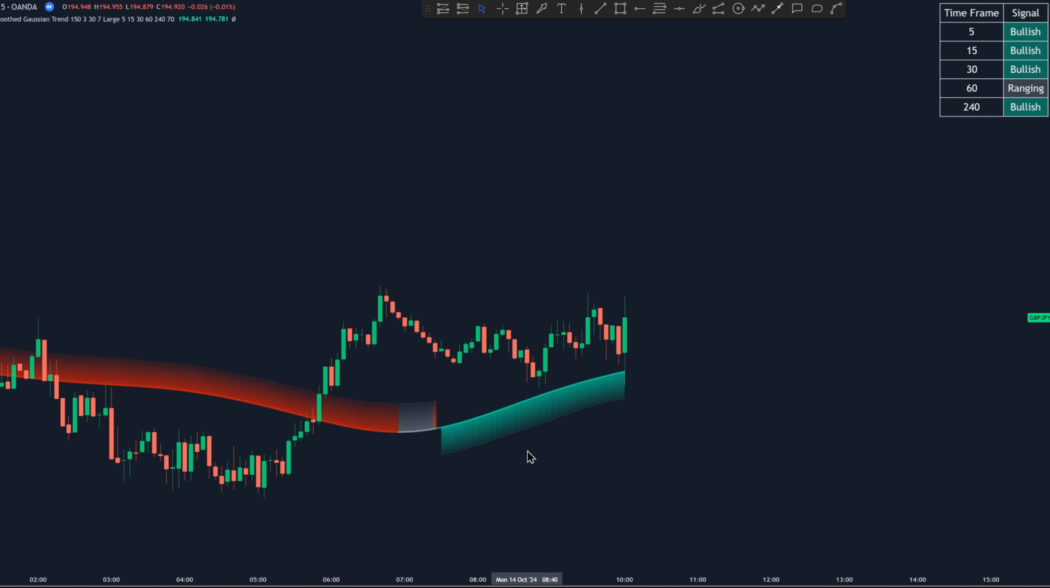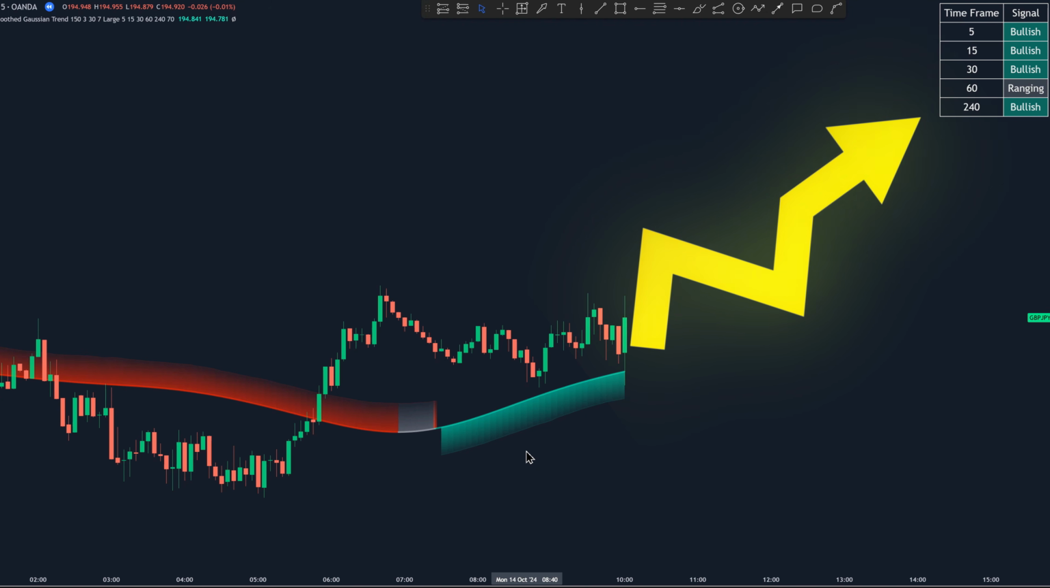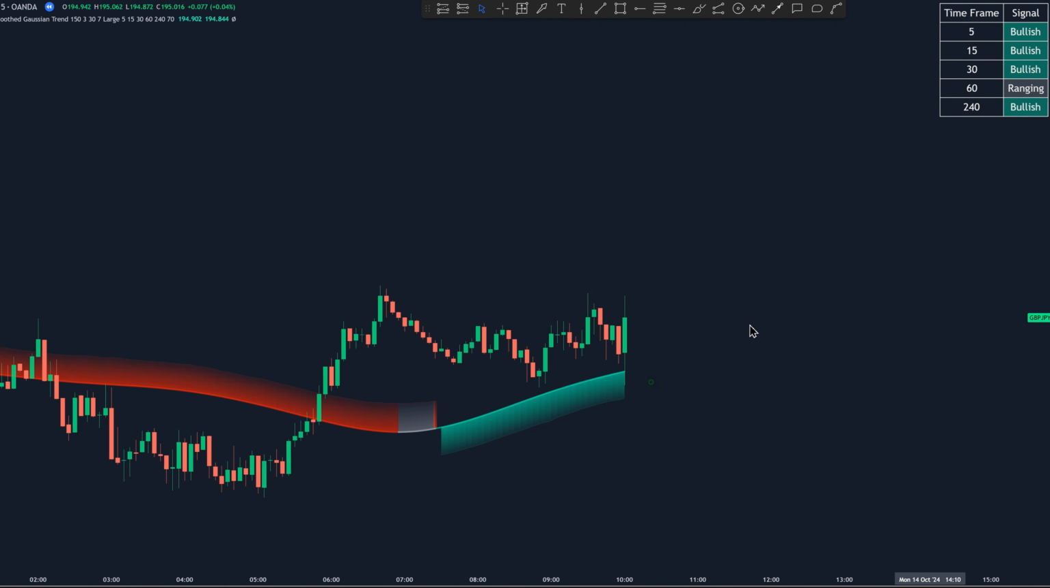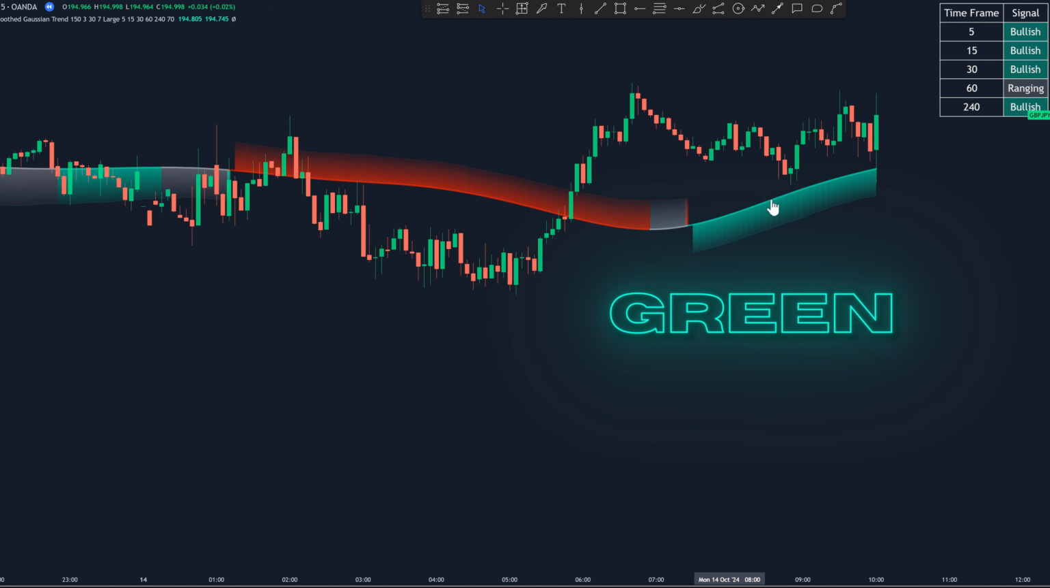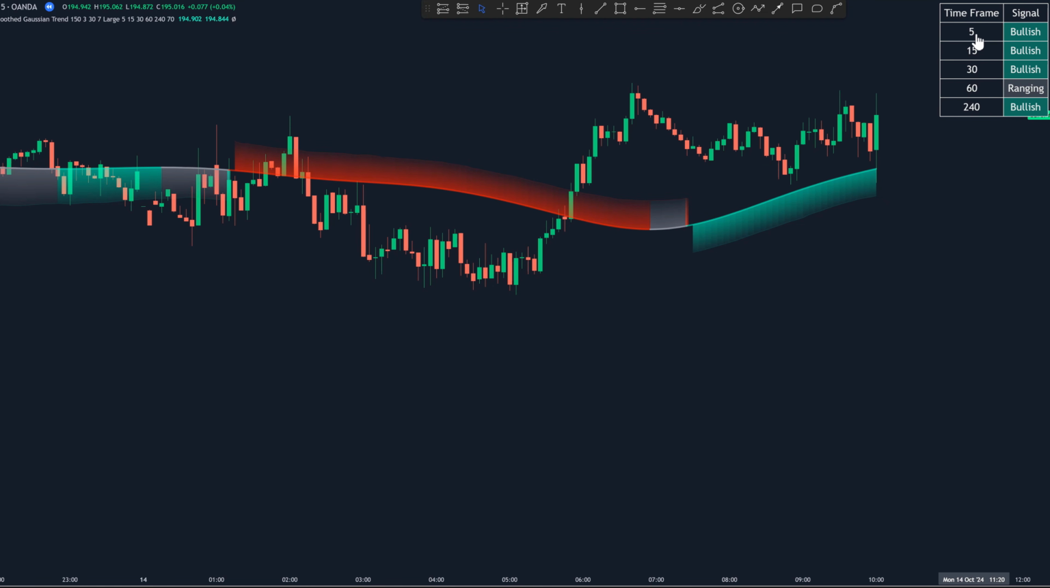After that, click OK. Now, to take a long position using a strategy I crafted around this indicator, the first condition is to ensure that the market's trend is bullish on at least 4 of these 5 timeframes. Right now, as you can see, the Gaussian band is green, which means the trend is bullish on the 5-minute timeframe, as indicated. It was also bullish on the 15-minute, the 30-minute, and the 4-hour timeframes. The 1-hour timeframe was ranging, but that's okay because the other timeframes remained bullish.